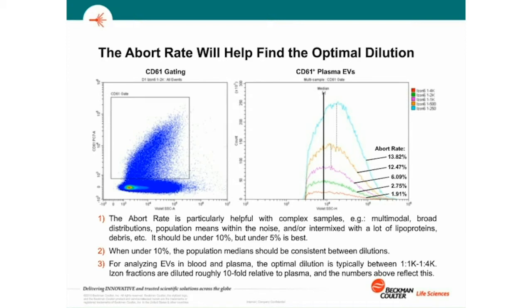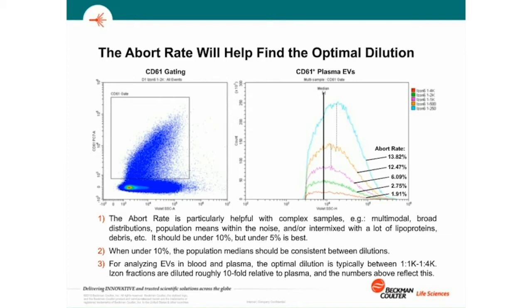When under 10%, as you can see on the top right, the population means are very, very consistent between dilutions. However, once you get above 10%, such as the top two histograms here, the 12.47% and 13.82%, you can see the height measurements begin to increase. So this is not appropriate, and at the point that you have swarming, you're not analyzing real events, but rather multiple events passing through at the same time.